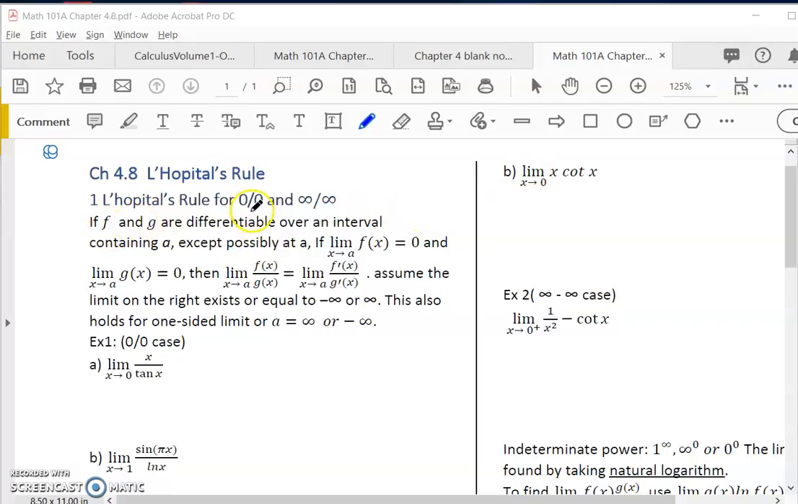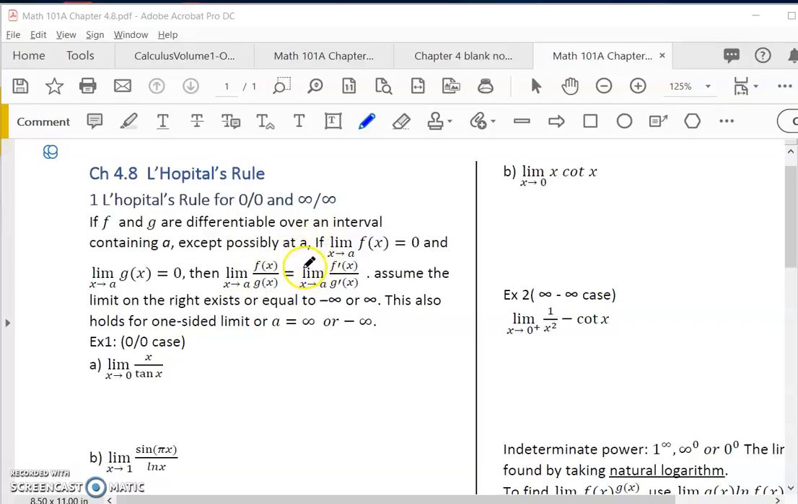If f and g are differentiable over an interval containing a, but not necessarily at a, and the limit of f of x as x approaches a is 0, that means when you do direct substitution, it is 0. And the limit of g of x is also equal to 0. Then if you are to find the limit of f of x over g of x, this ratio, you can instead find the limit as x approaches a of f prime of x over g prime of x. That means you just take a derivative. The two limits are the same.